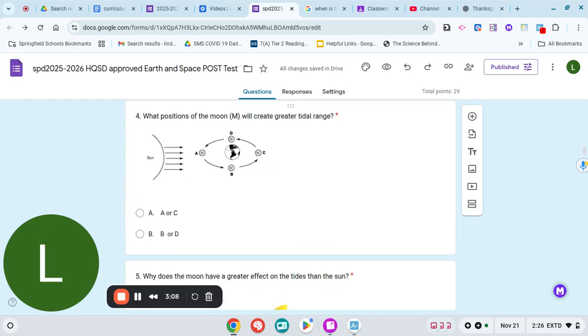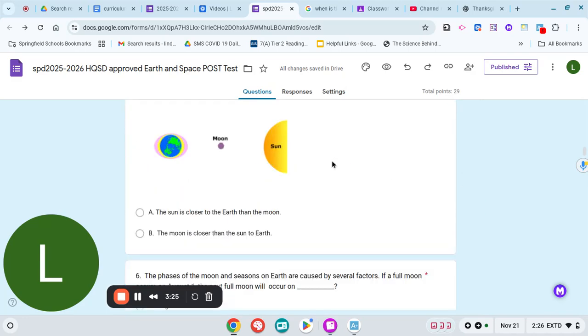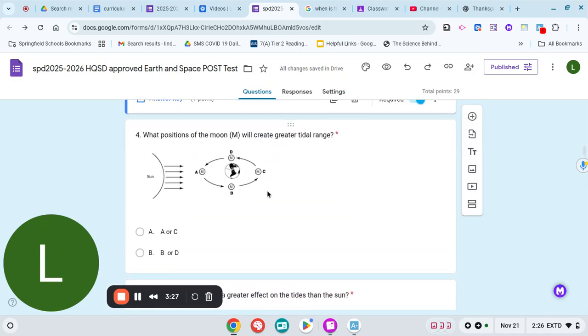Number 4, what positions of the Moon, M, will create a greater tidal range? Choice A is A right here and C right here. Choice B is right here and right here. Okay, so what positions of the Moon will create a greater tidal range? A and C or B and D? Greater tidal range means bigger tides, meaning higher high tides, lower low tides.